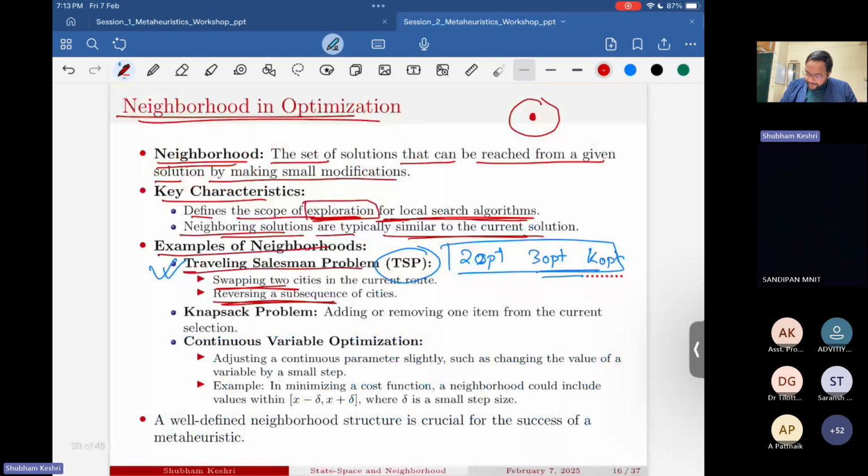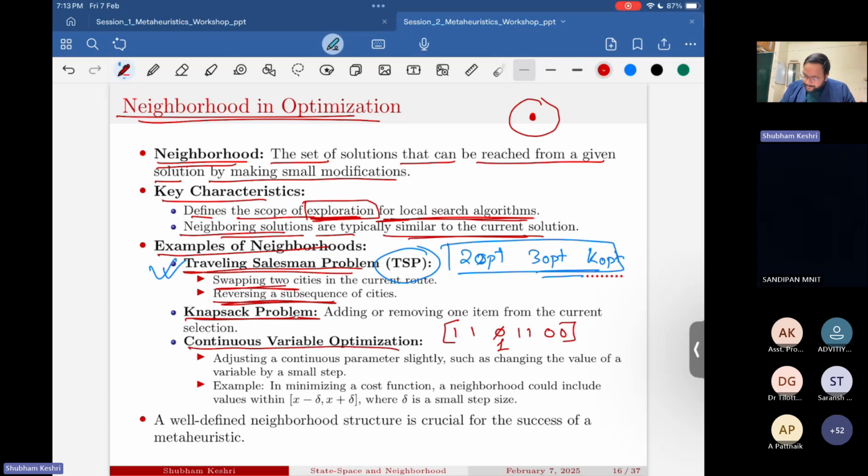Okay, so we have talked about neighborhoods of the traveling salesman problem. How can you create a neighborhood of a knapsack problem? You can just flip a bit. So your representation is like this: 1 1 0 1 1 1, something like this. You flip one bit, so 0 will become 1. So this is one distance. This is known as Hamming distance technically. This neighbor is one distance away. Flipping one bit, you are creating a neighbor, right?